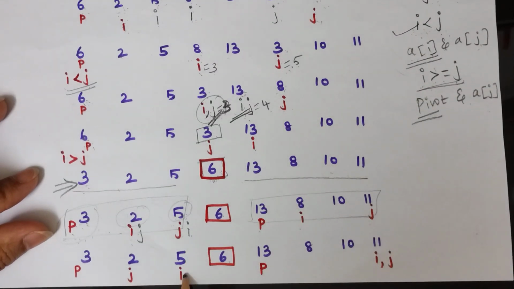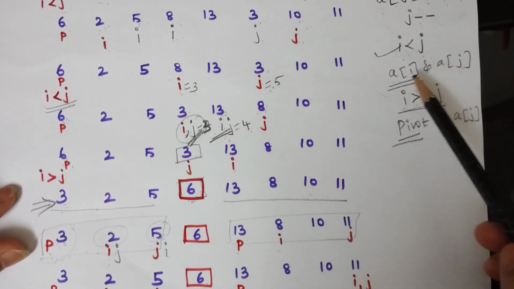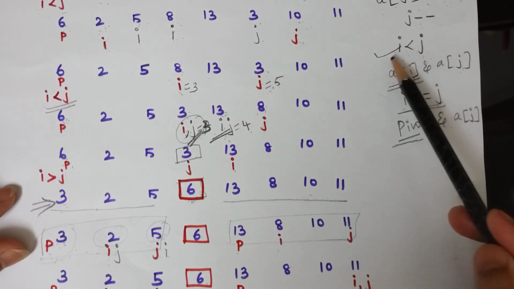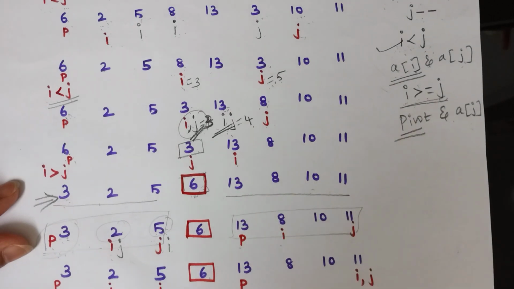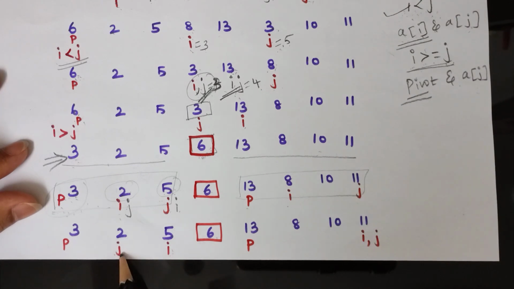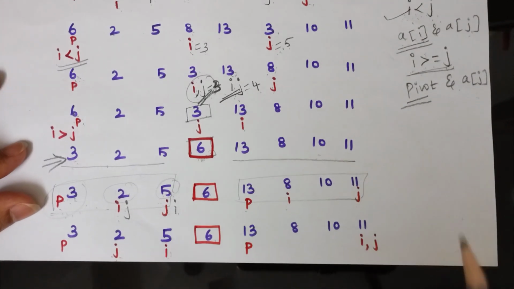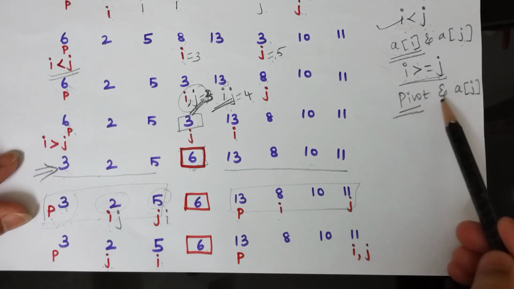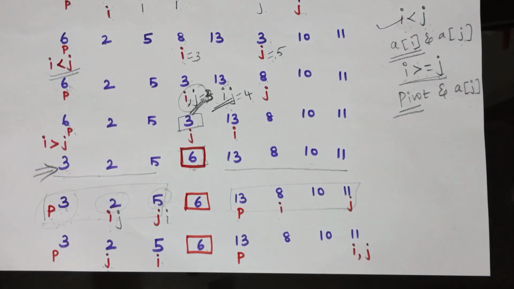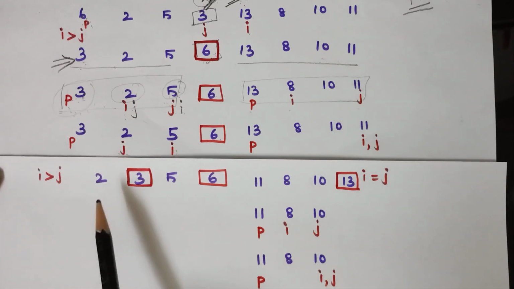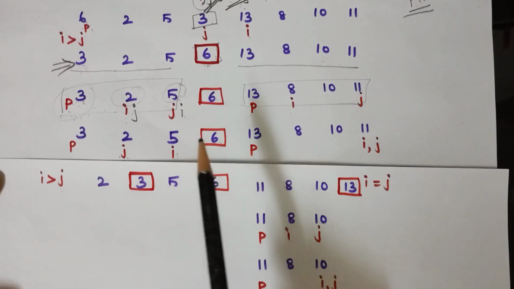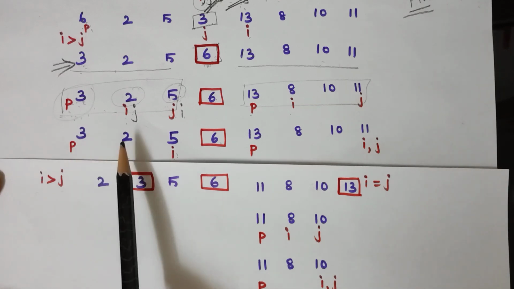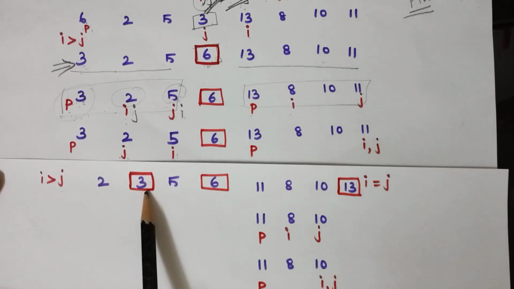Once you stop this process, you need to check the condition whether i value is less than j or i value is greater than or equal to j. In this case you can see i value is greater than j. If i value is greater than j, the elements to be swapped are the pivot and the array of j. So that is what we are doing here. So if you check here, i value is greater than j, so you swap the pivot element with the jth element. So 2 and 3 get swapped.